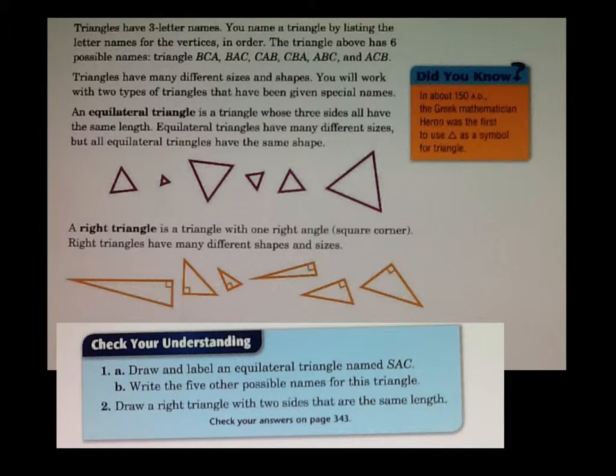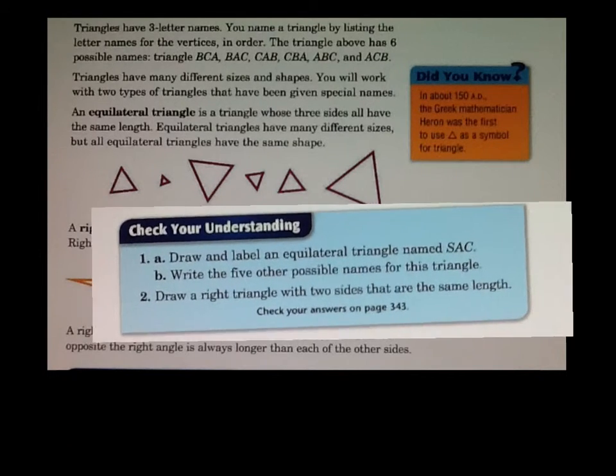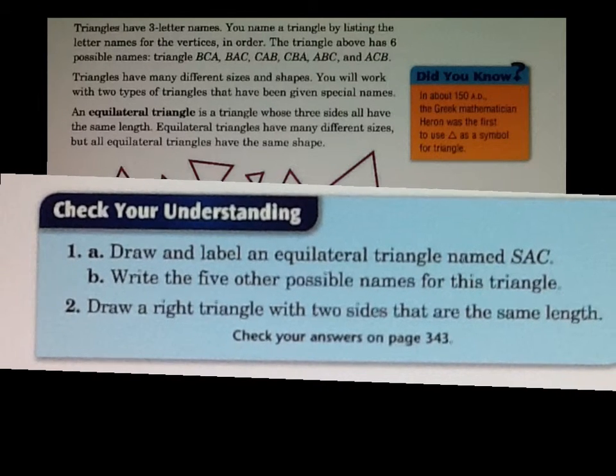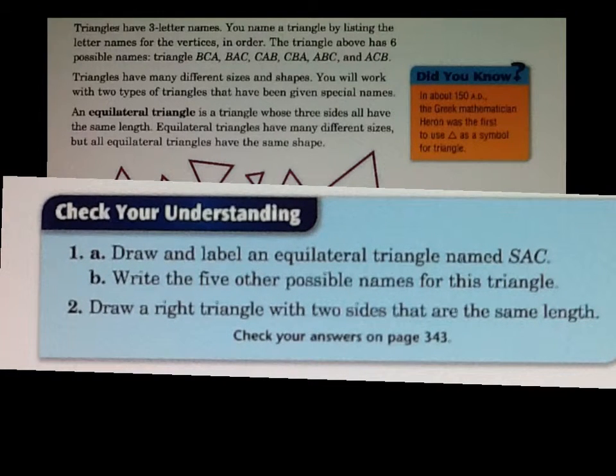Let's check our understanding of triangles. Draw and label an equilateral triangle named SAC. Write the 5 other possible names for this triangle. Draw a right triangle with 2 sides that are the same length. Go ahead and do this now. Turn and share your answers with a partner. Let's see how we did.